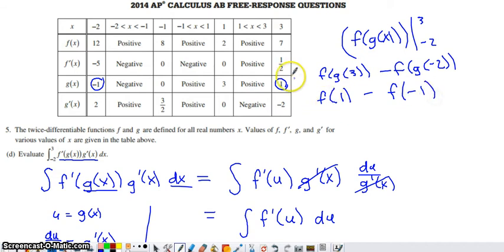So what is f of 1? Well, here's the row for f. Here's the x value of 1. So we're looking at 2 minus f of -1. Well, f of -1 is right here, 8. So we used all of these values from out of the table, and the value of our definite integral is -6.